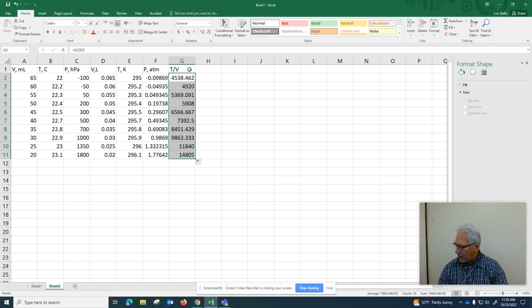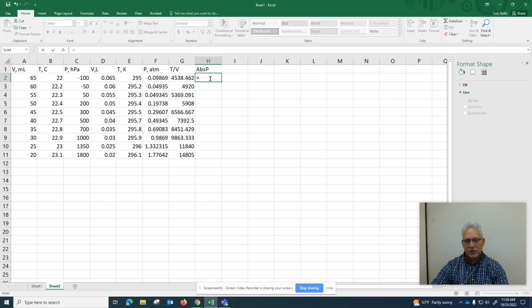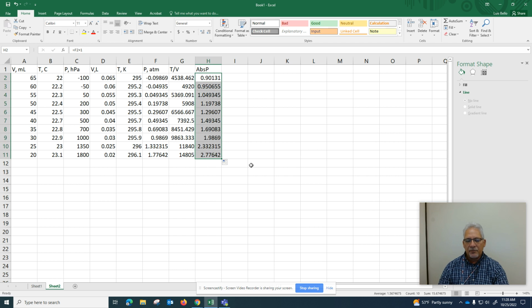Okay, so I have the temperature over volume, and the last calculation will be the absolute pressure, ABSP. That will be your column H, and that will be adding 1, because you start at negative hectopascal, this one here. So I'm going to add 1 unit to this one, plus 1, and that will be my absolute pressure in ATM. That's all the calculation you need to do in Excel.